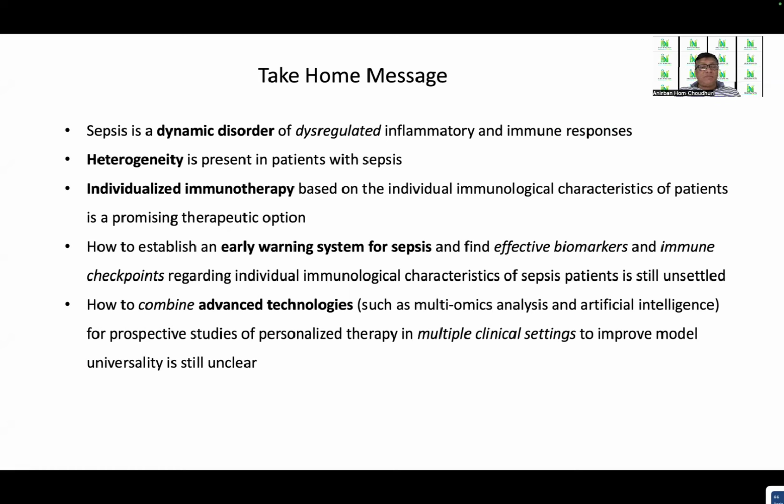And necessarily, we have to combine advanced technologies like omics and AI for prospective studies of personalized therapy. We have newer trial designs, the umbrella trial and platform trial, which help because they test multiple therapies and also add omics-based biomarkers. So these are required in multiple clinical settings to resolve our doubts about this.